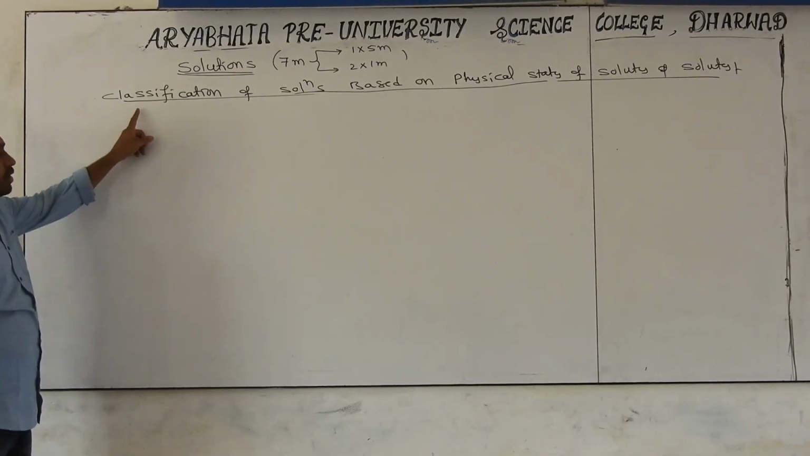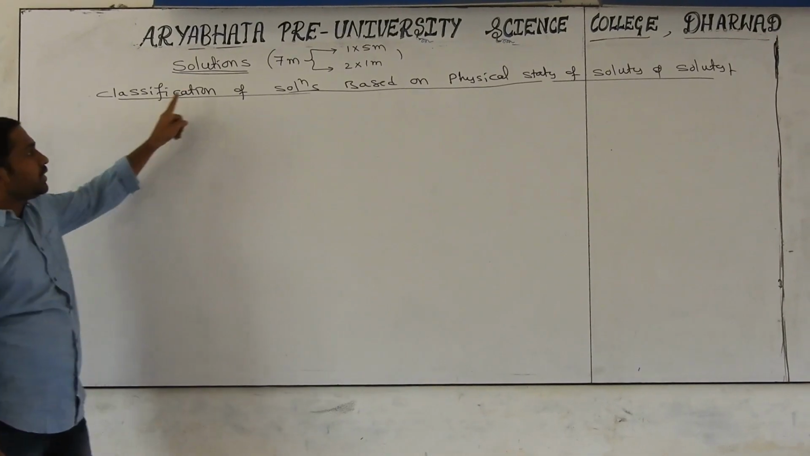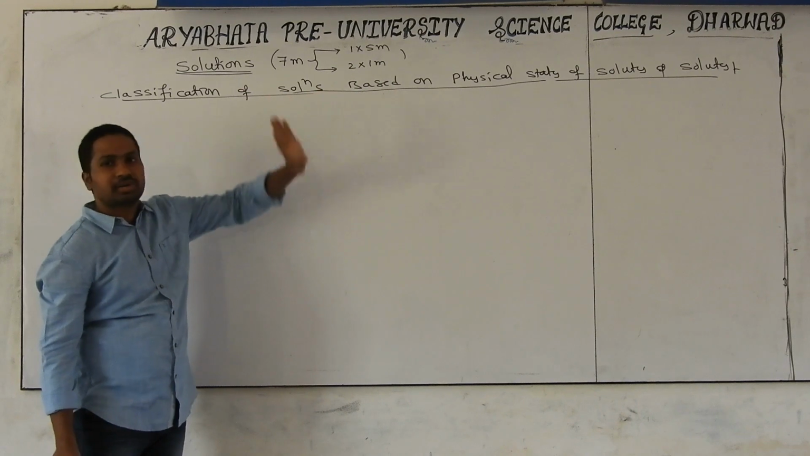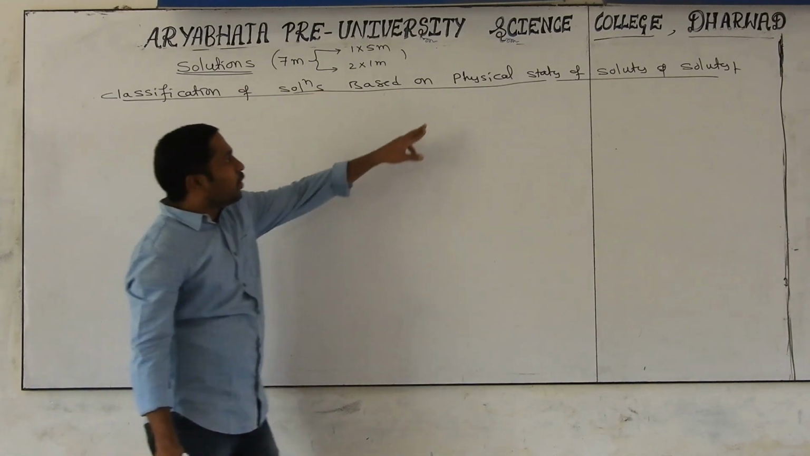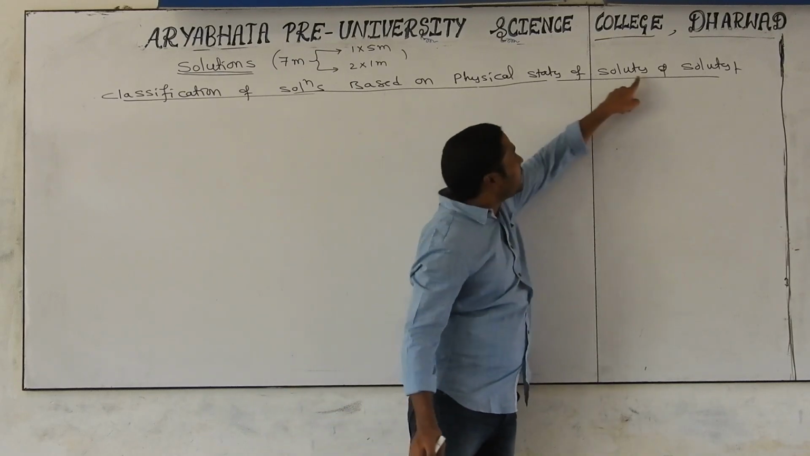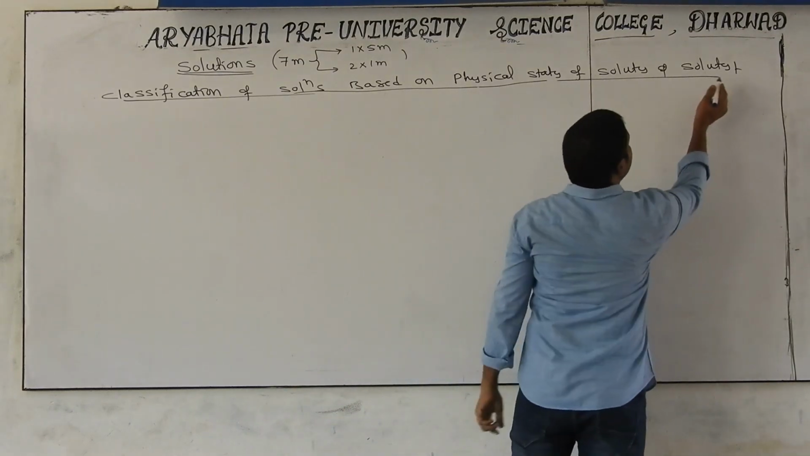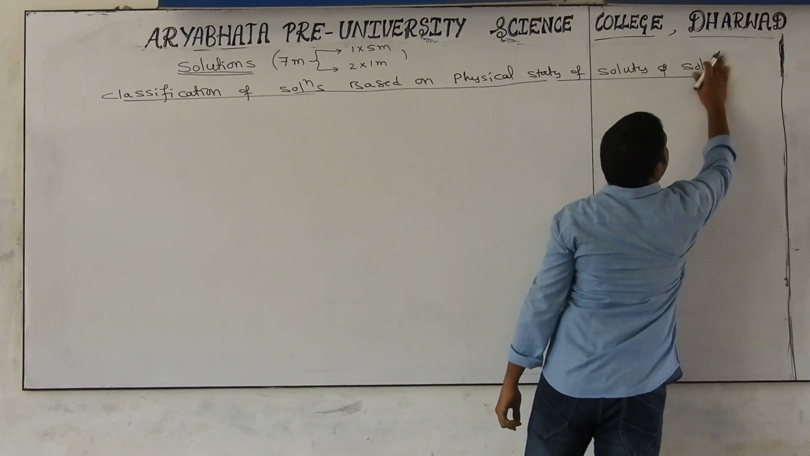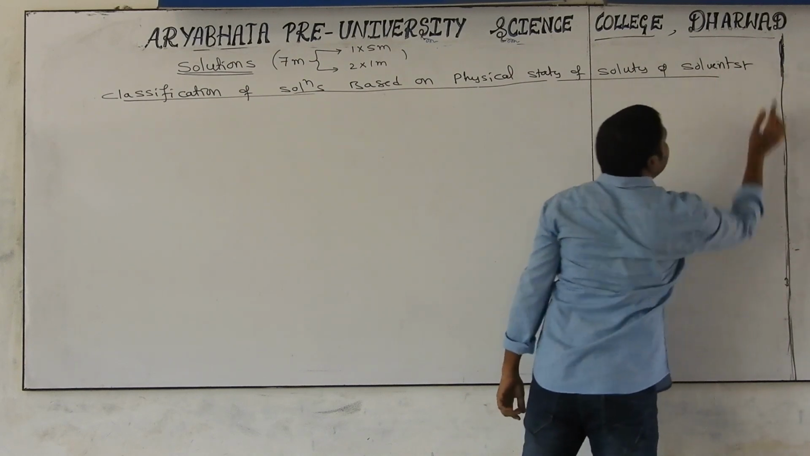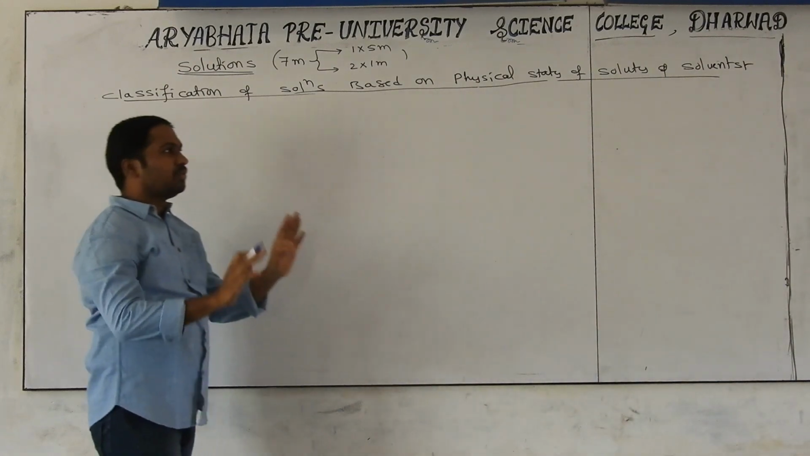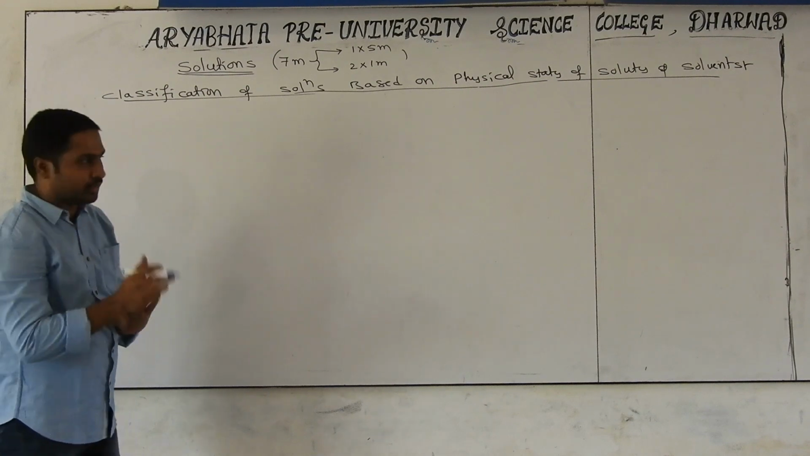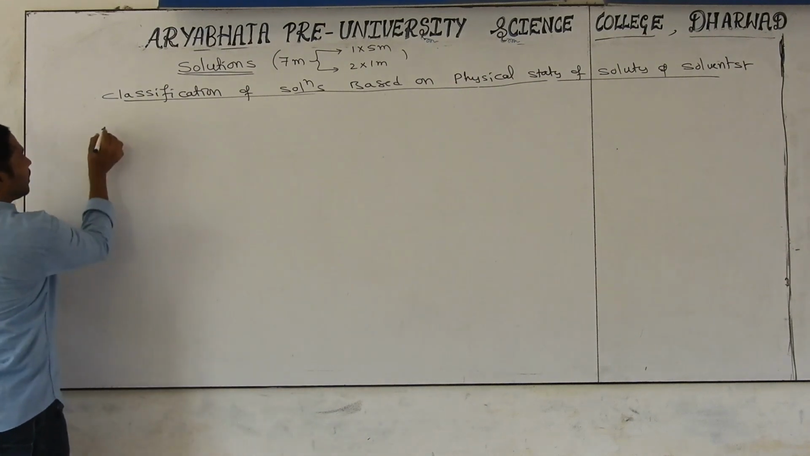Okay. Yes, now we are discussing the classification of solutions based on the physical states of the solute as well as solvent. Now, the physical state of the solution depends especially on which particles? Solutes as well as solvents, but which will influence the physical state of the solution? Solvent particle. Whatever physical state the solvent has, that only will be obtained by the resultant solution. Now, based on this, we have three categories.